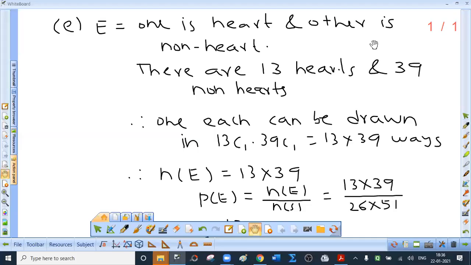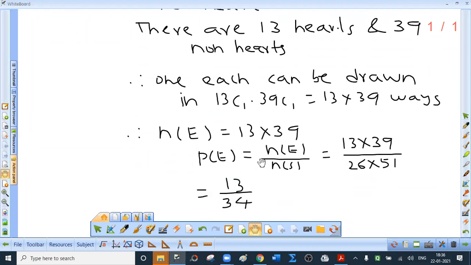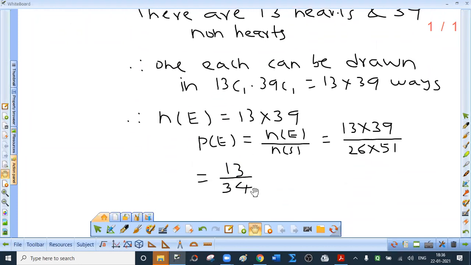Now E part, the event is that one card is heart and the other is non-heart. Now one heart out of 13 can be drawn in 13C1 ways. The other should be non-heart. So there are how many? 52 minus 13, 39 non-hearts. One can be drawn in 39C1, that is 39 ways. So what is N of E? 13 into 39. So P of E is N of E by N of S, that is 13 into 39 upon 26 into 51, that is 13 upon 34. So this is the probability. So we stop here.